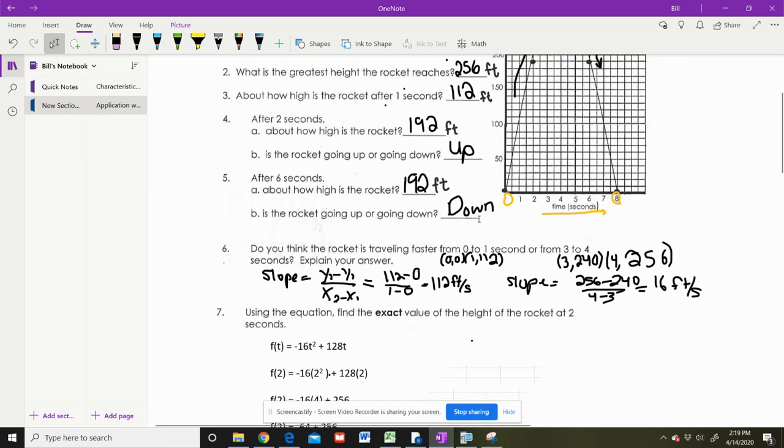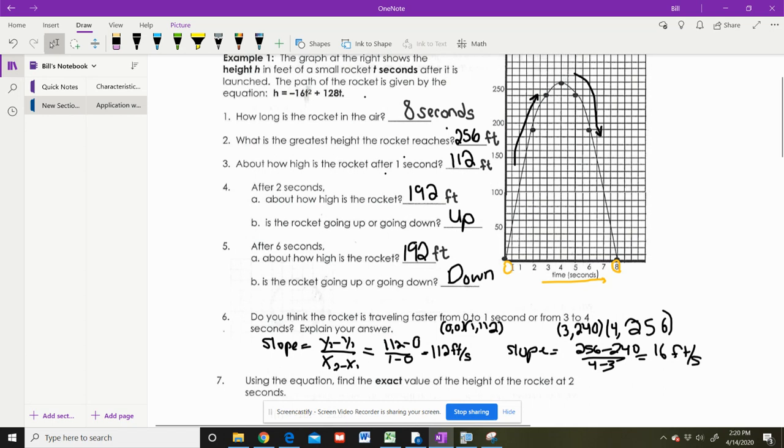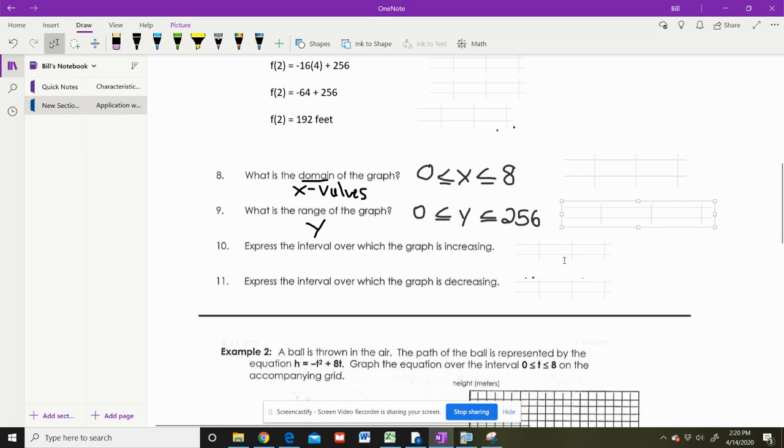Saying express the interval over which the graph is increasing. So on this one, when the graph is increasing, it's going up, up, up, up, all the way to the vertex. So that is right at 4 seconds. So it's increasing from 0 to 4. And then it's saying, when is it decreasing? So it's decreasing from the vertex down to when it hits the ground, 4 to 8.